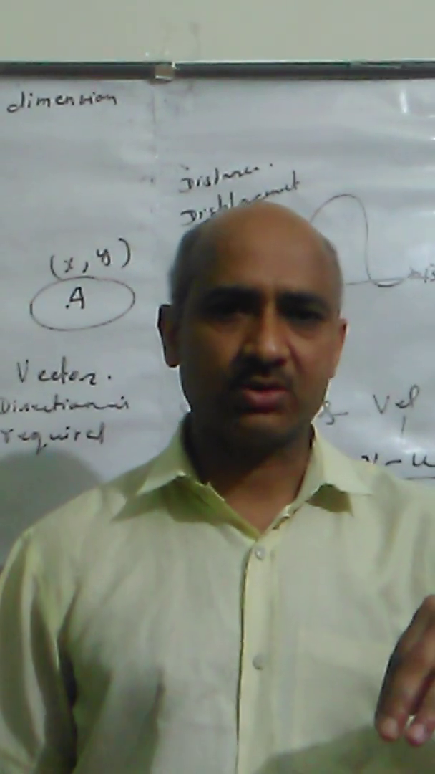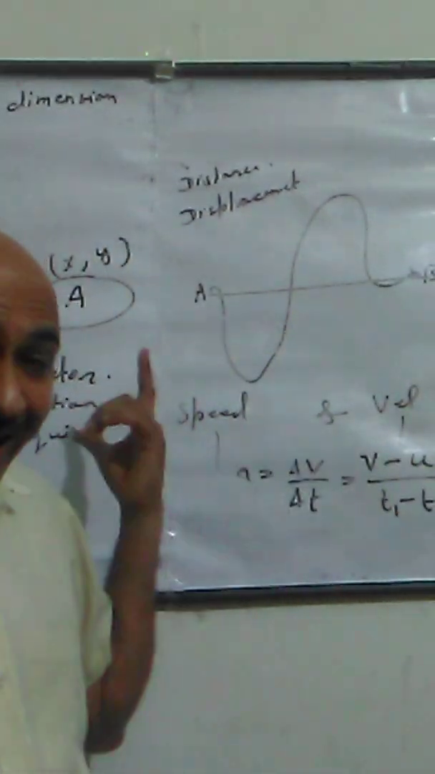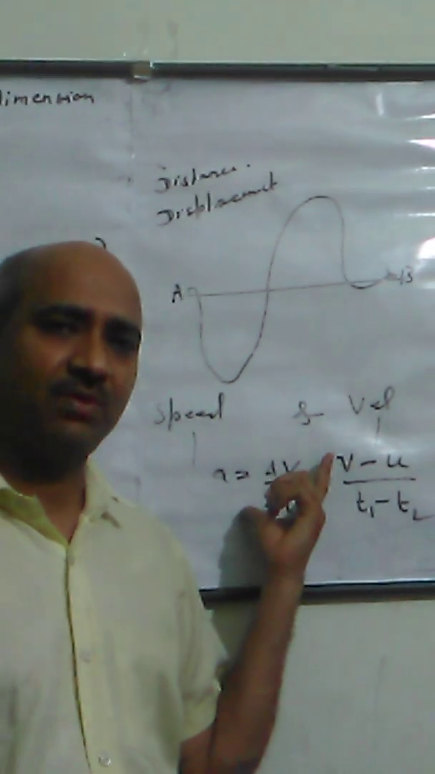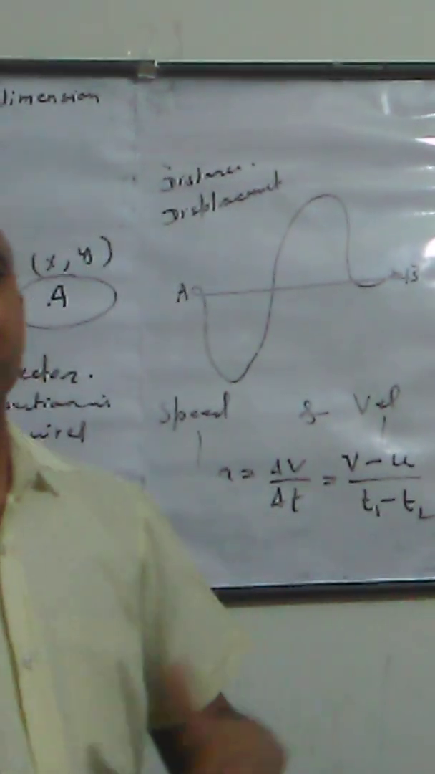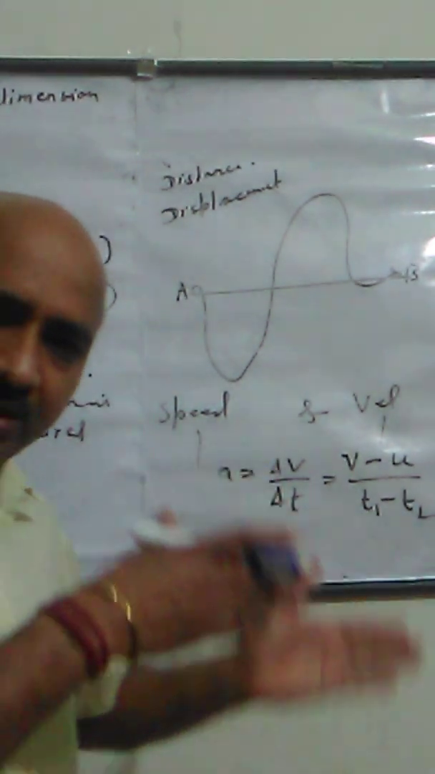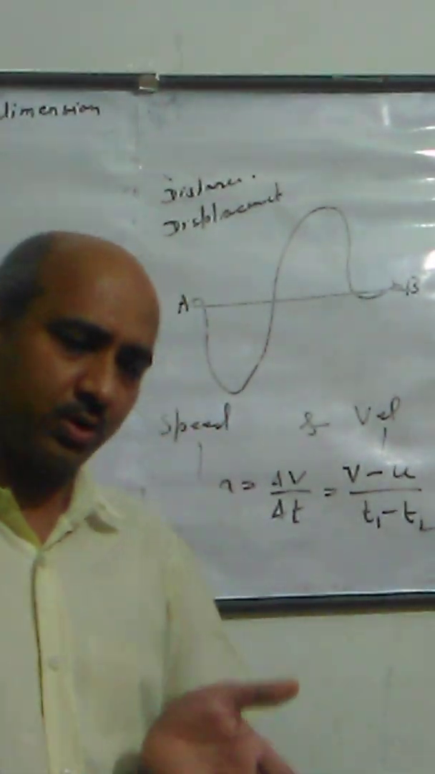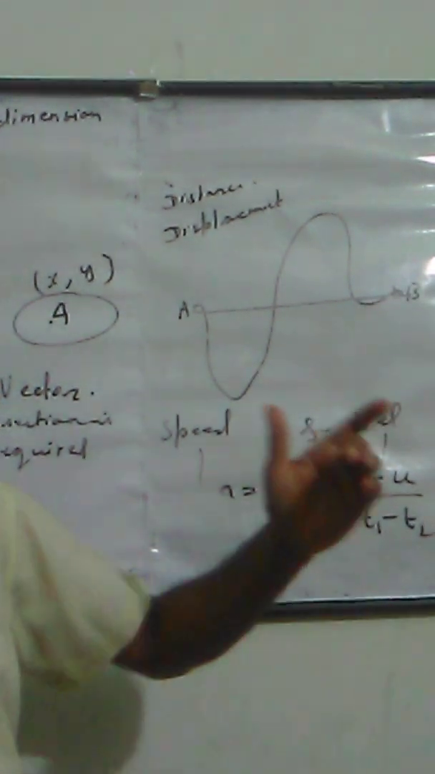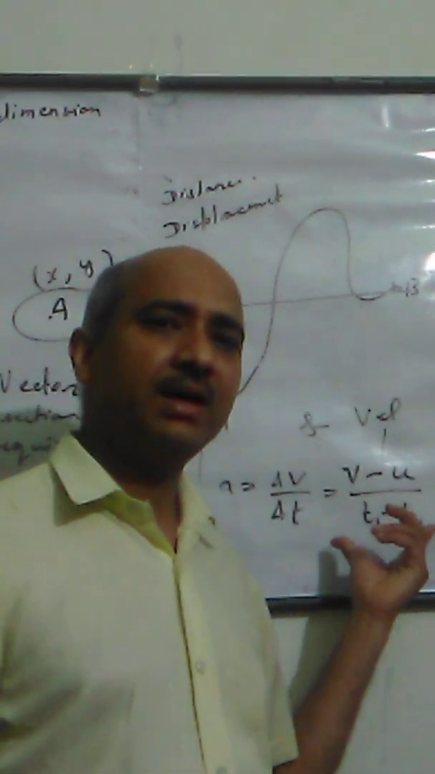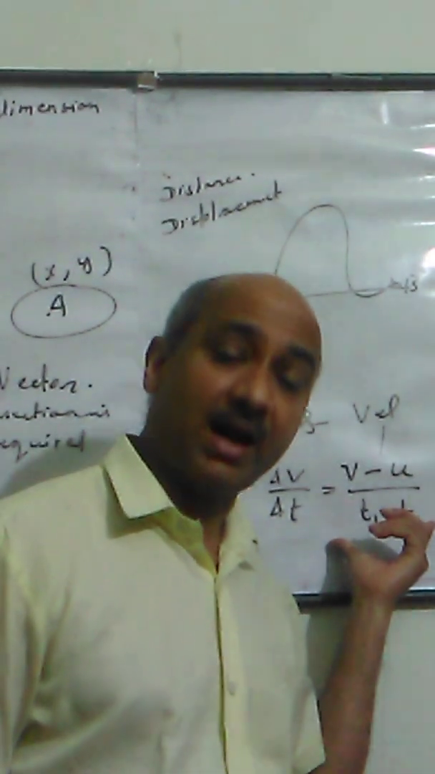Sometimes when the velocity decreases, you call it negative acceleration, and when the velocity increases, you call it positive acceleration. When velocity is decreasing, in that case we call it negative acceleration or retardation.